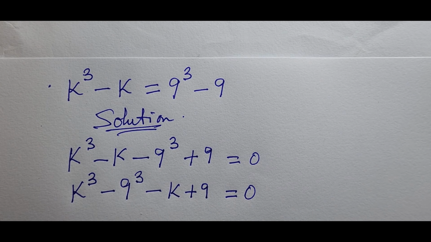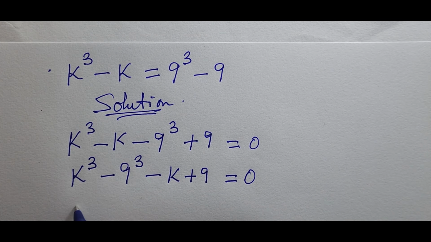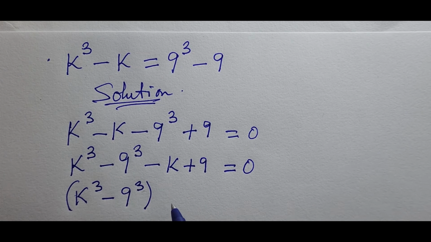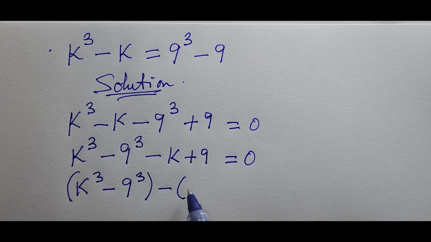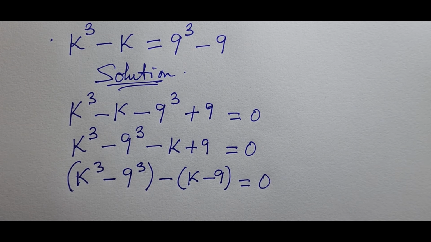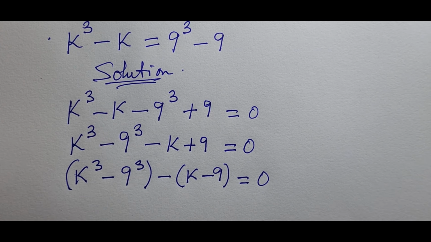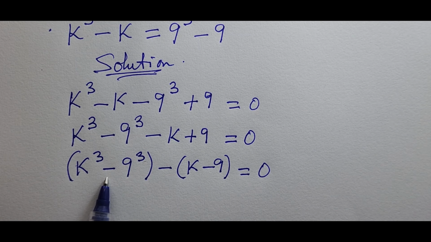With this, we can put this in a bracket and also put this in a bracket. Rearranging, it gives us k to the power of 3 minus 9 to the power of 3, in brackets, then minus. When we put this in a bracket, the sign changes to minus, so we have k minus 9, close bracket, equal to 0. What we do next is this. We have what is called the difference of 2 cubes, so we want to apply the difference of 2 cubes to this part of the expression.